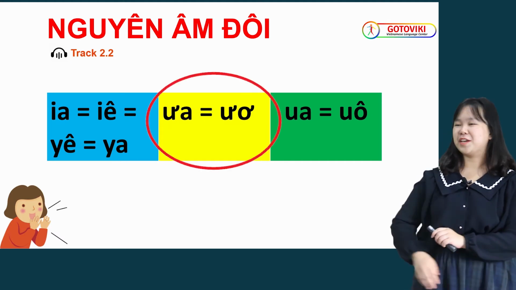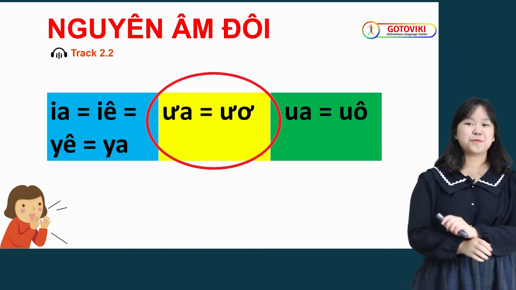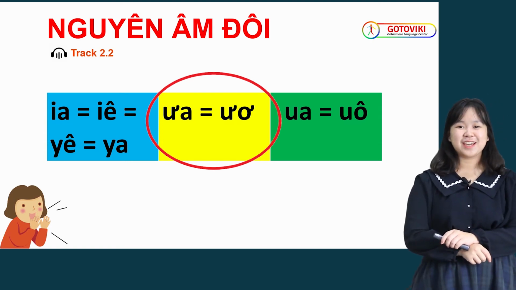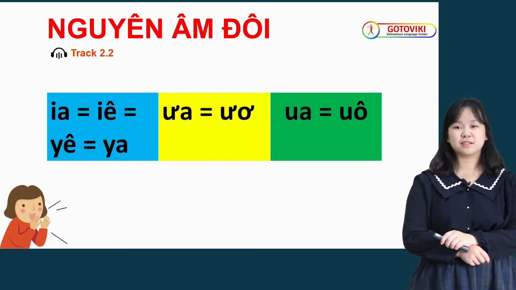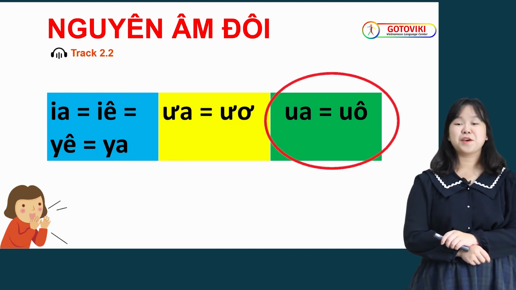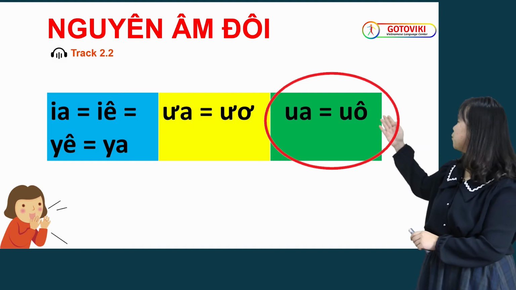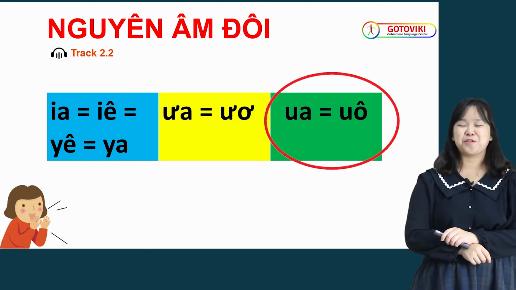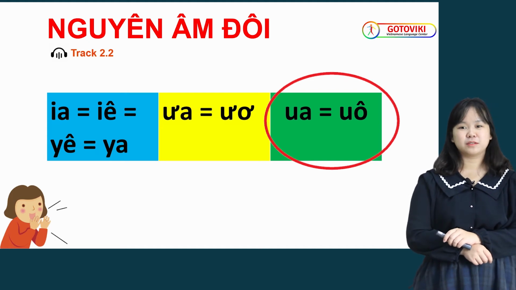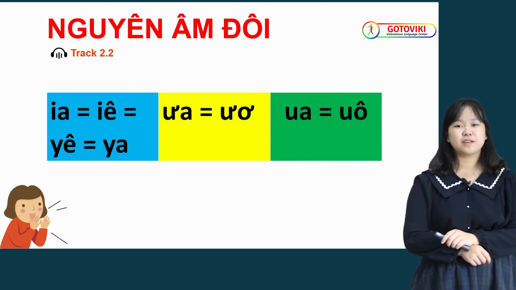The second one is the vowel ưa with 2 writing ways, and they are all pronounced ưa. Okay, repeat after me. Finally, we have the double vowel ua with two writing ways, and they both are pronounced ua. Repeat after me. Ua, ua, ua.